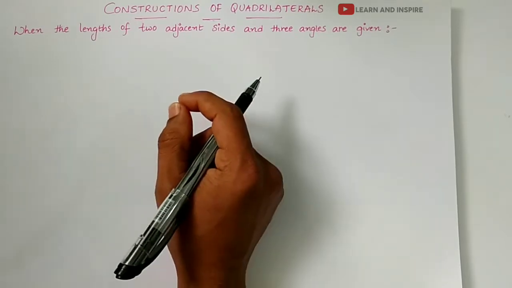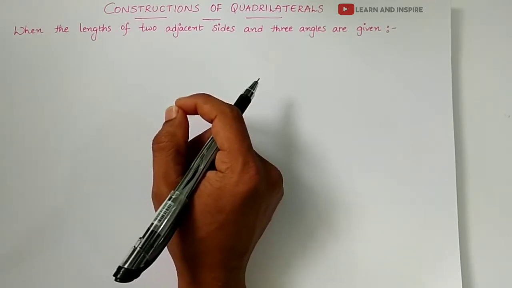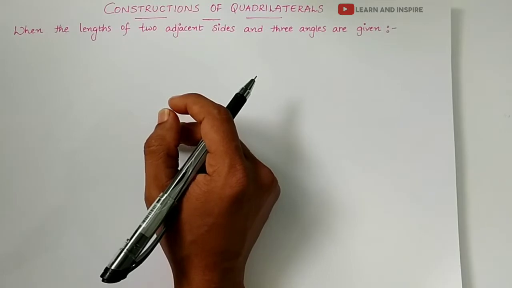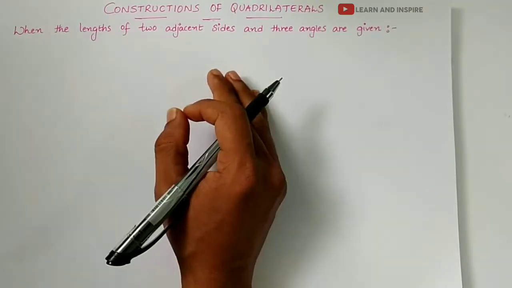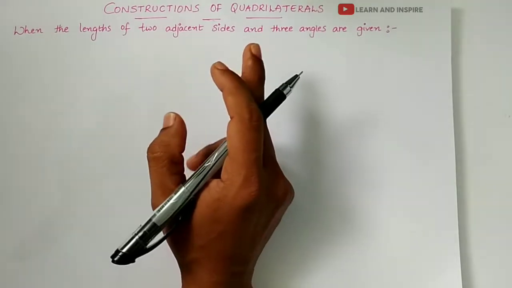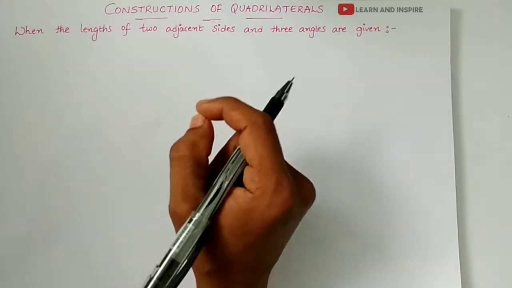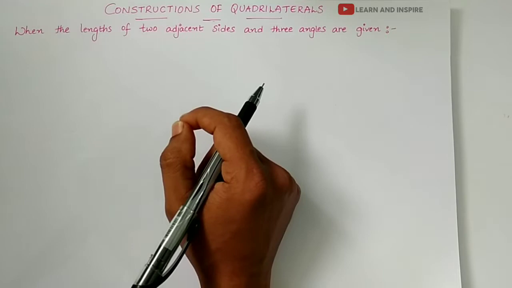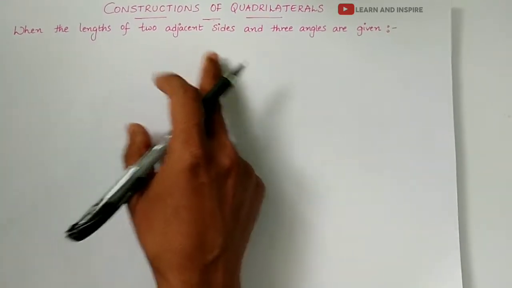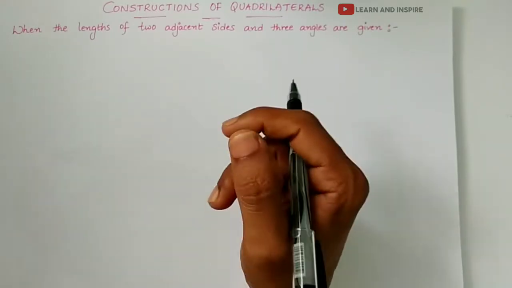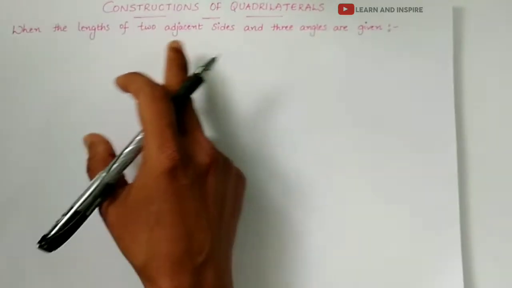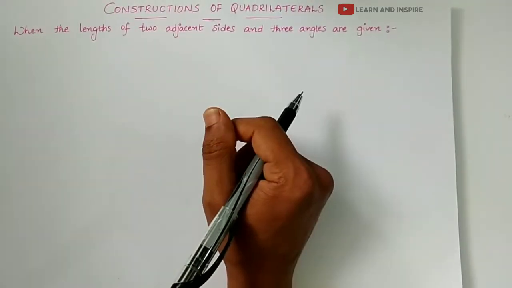This video is about class 8 mathematics chapter 3, constructions of quadrilaterals. In the previous class we discussed the case when the lengths of 3 sides and 2 diagonals are given. Now in this video we shall discuss when the lengths of 2 adjacent sides and 3 angles are given. So how do we construct a quadrilateral when the 2 adjacent sides and 3 angles are given?